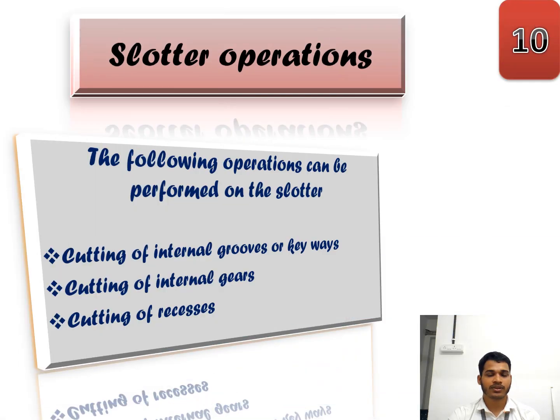Slotting operations: in a slotting machine we can perform operations like cutting of internal grooves and keyways. Generally it is used for making keyways and cutting internal gears. We can also make gears by using this slotting process, and cutting of races. These are the main processes.